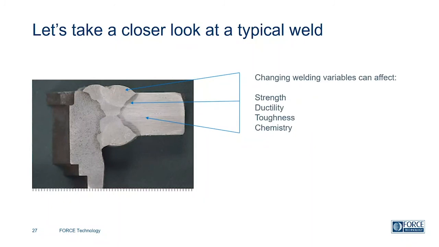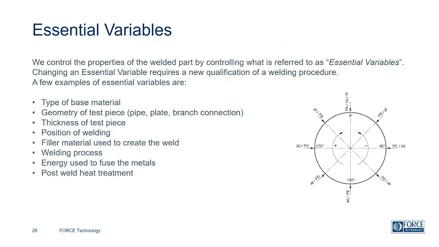If we change welding variables, then we could change the strength, the ductility, the toughness, and the chemistry of the weld. The important thing, because after this, we're going to talk about essential variables. So changing variables that affect the strength, ductility, toughness, or the chemistry, these would then fall under essential variables. A few examples of these essential variables are the type of base material, the geometry of the test piece, whether it's pipe, plate, or branch connection, thickness of the test piece, position of welding, filler material, welding process. There's a whole range of them.